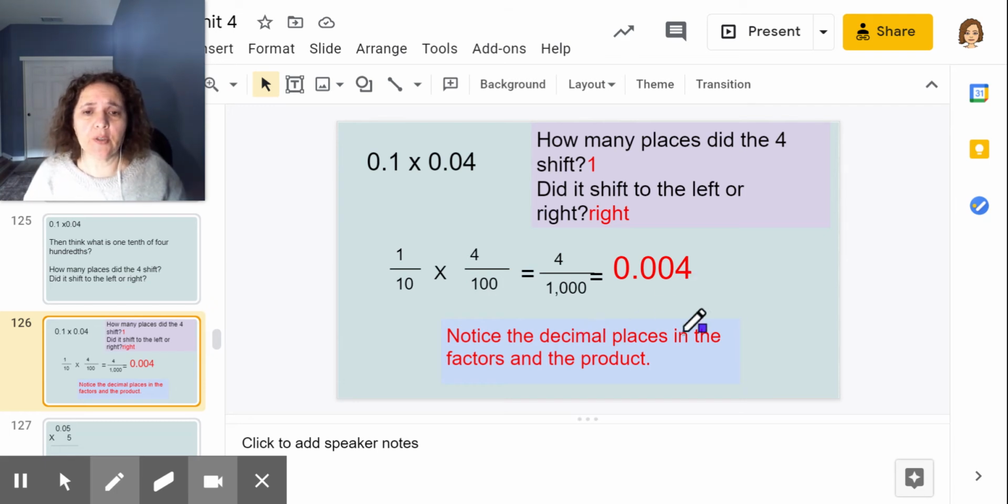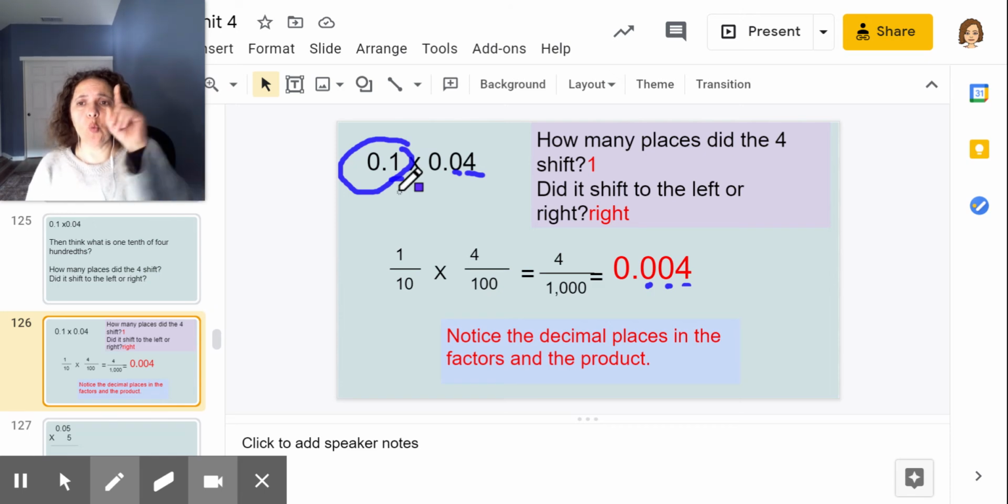Now, notice the place values. Notice the decimal places in the factors and the product. So let's look. 1 place value, 1, 2. So how many place values do I have altogether? 1, 2, 3. How many place values do I have over here? 1, 2, 3. So you see the pattern? 3 place values, 3 place values. So how many places did the 4 shift? The 4 shifted over 1 place and it shifted to the right, because we multiplied it by 1/10. So there was 1 shift to the right because it's getting smaller.